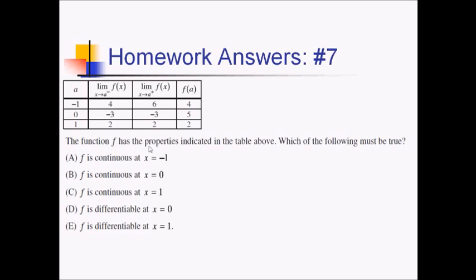Choice A, f is continuous at x equals -1. Well, all three of these things have to match up for us to have continuity. The limits have to match up so the limit exists, and the limit has to actually match the value of the function value. We see here for -1, the limits don't even match up, so that means our limit does not exist, and we are not continuous at x equals -1, so this is a big no for option A.